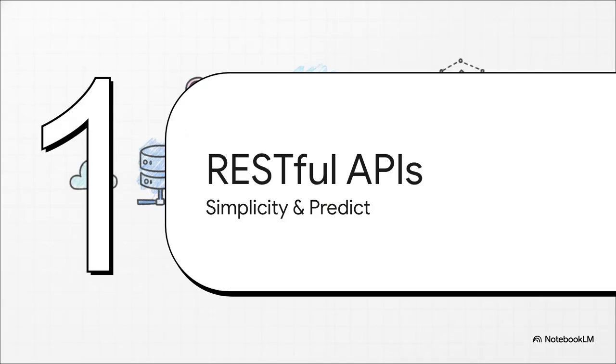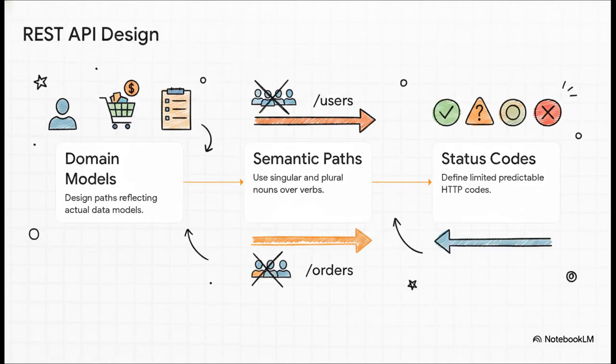Section 2. Crafting efficient RESTful APIs, simplicity and predictability. Look, GraphQL is incredibly powerful. But let's be real, REST is still literally the backbone of the web. When you're crafting a RESTful API, you want to build on a rock-solid foundation of predictability. First, your design needs to be domain model-driven. That just means your path structure should logically reflect your actual data models, things like users, orders, and items. Second, use semantic paths. Always use singular and plural nouns like /users or /orders instead of verbs. And third, use proper HTTP status codes. Define a limited, highly predictable number of status codes. Keep it simple for the developers who actually have to consume your API.